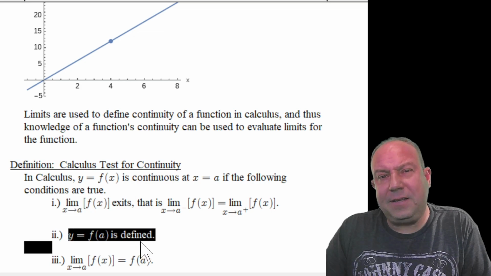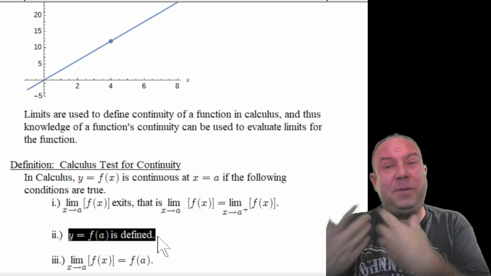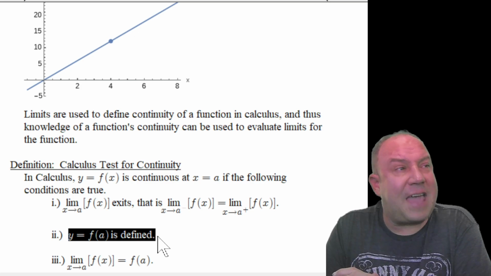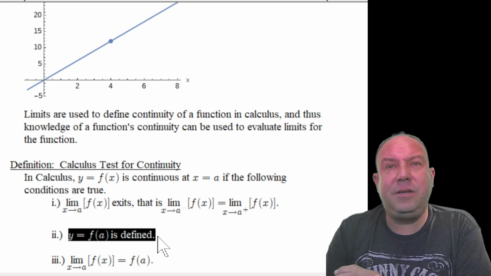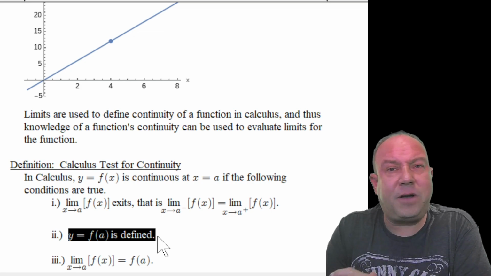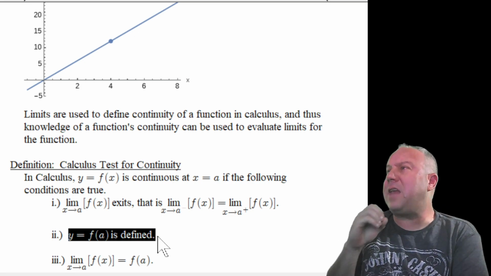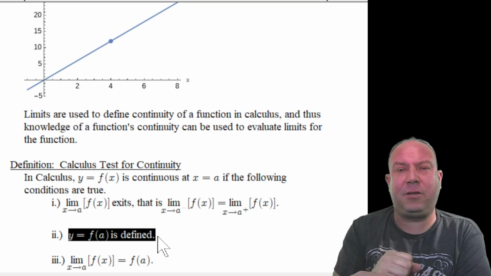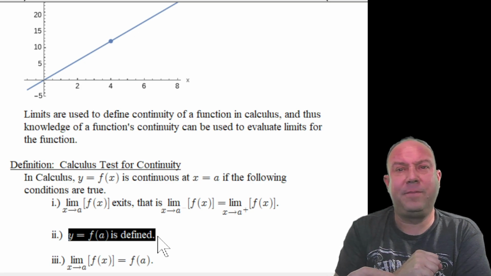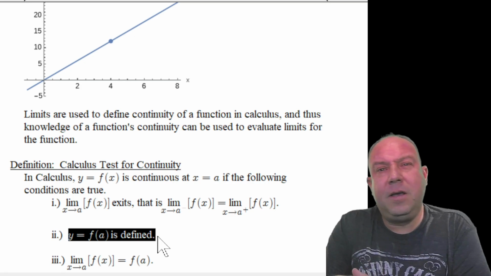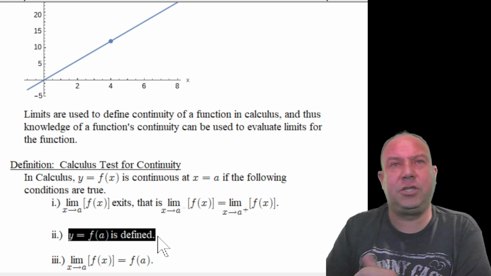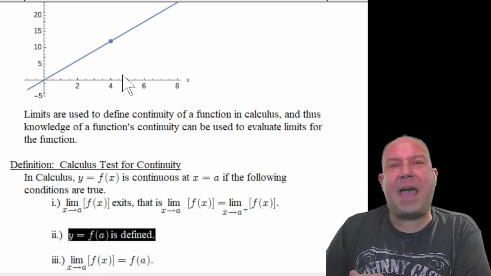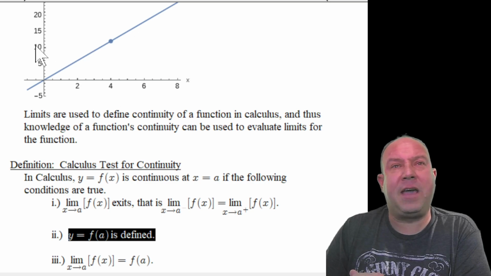The second is that the function f must be defined at that value of a. There must actually be a location in the domain of our function f where we have an output, a dependent value. In order to be continuous there, we have to be defined there. At this value of a, we have to have an output at f of a. It must be defined.